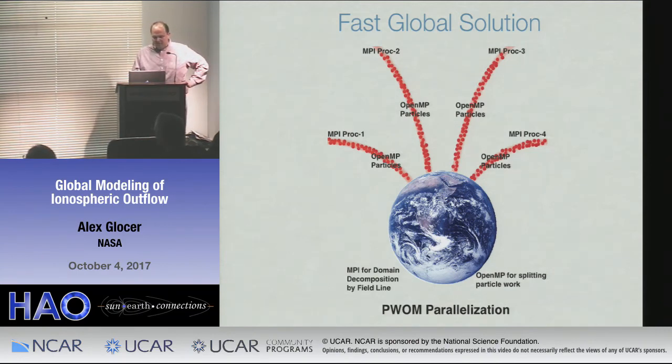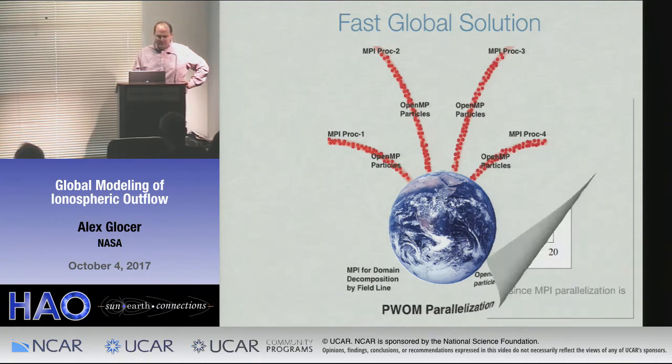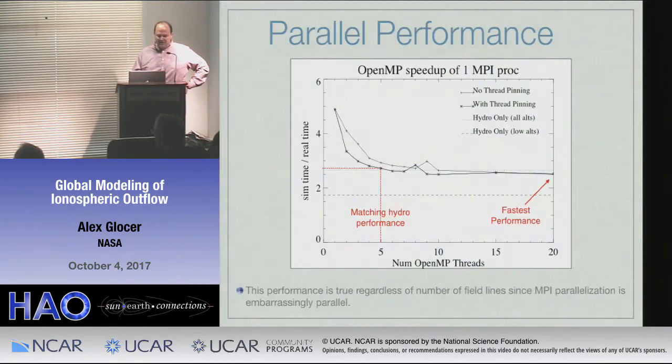I'm not going to talk a lot about the performance, but we did do scaling studies. Basically, if you use 5 OpenMP threads per MPI process, you can match your hydrodynamic performance. What that means is that you can do global kinetic outflow solutions, and while they're still expensive, they're achievable. You pay a penalty of about a factor of 5 in computational requirements, but that's still within the realm of what's available on existing supercomputing machines.